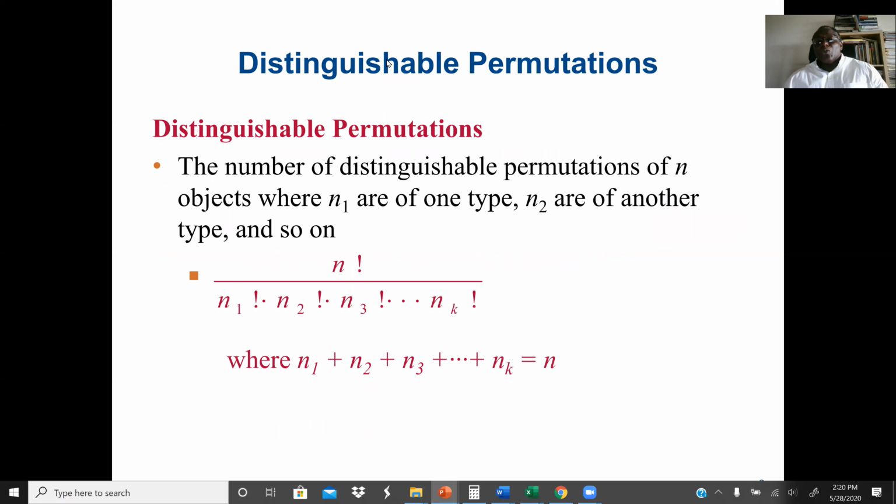So now, distinguishable permutation. Here we say the number of distinguishable permutations of n objects, where n1 are of one type, n2 are of another type, and so on, is n factorial over n1 factorial times n2 factorial, and so on. Here we can write n1 plus n2 plus n3 up to nk is n.